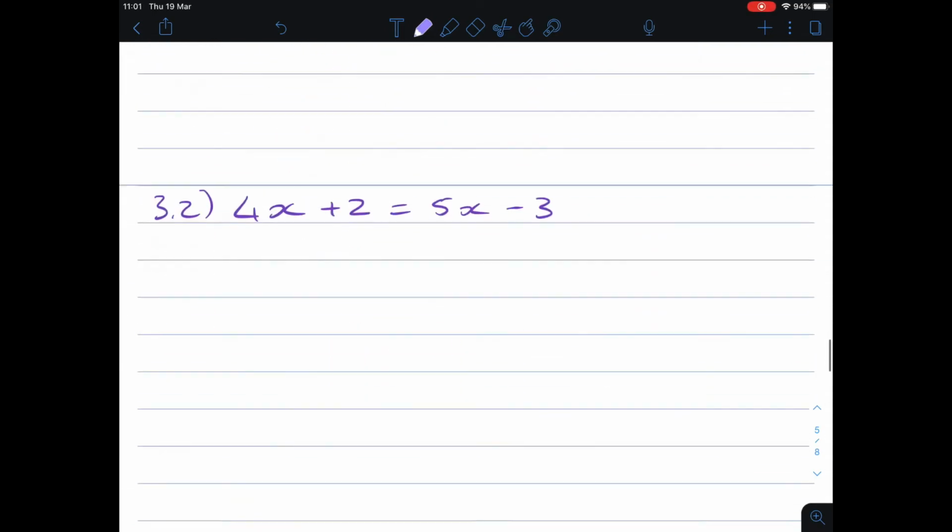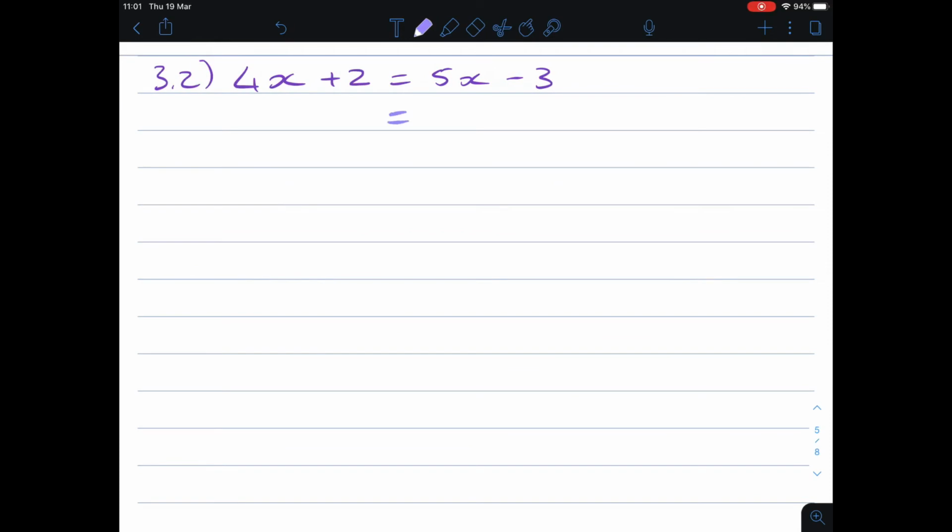For the next one, 3.2, again, I would like all my variables to be on the one side of the equals sign and all my numbers on the other side. So 5x minus 4x, and then on the other side where the numbers are, I have 2 plus 3. So then 5 is equal to x. I don't have to do anything more. That is then my answer.